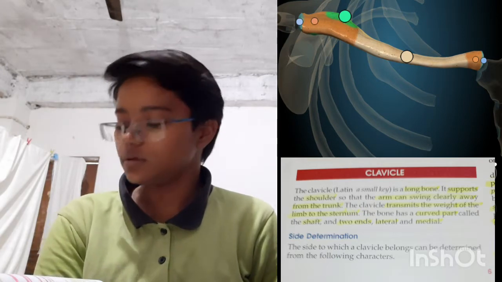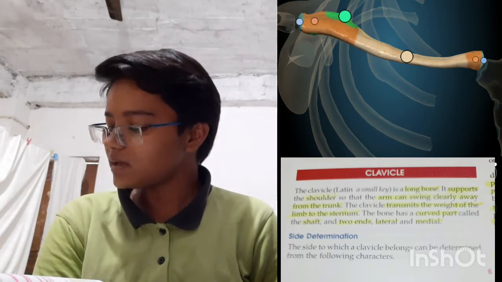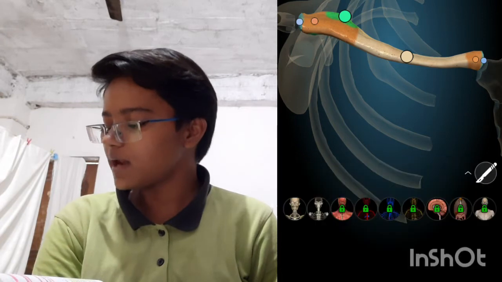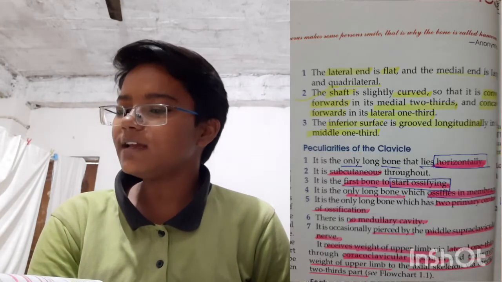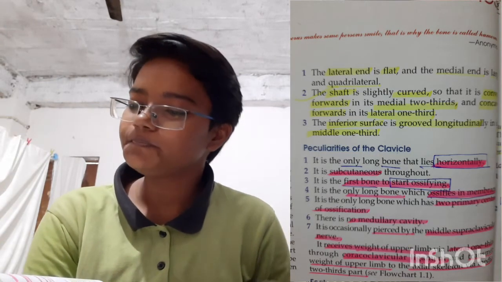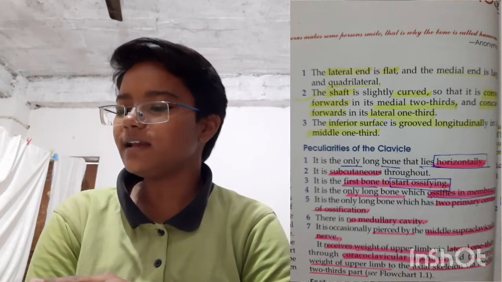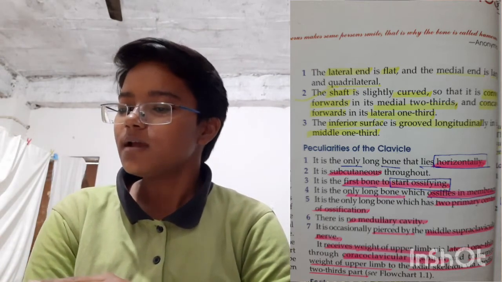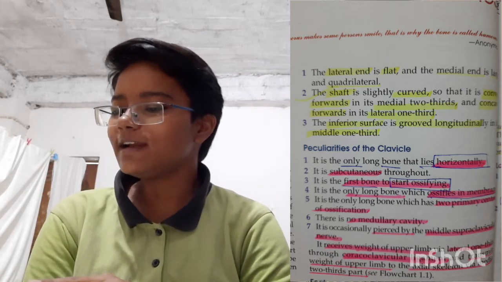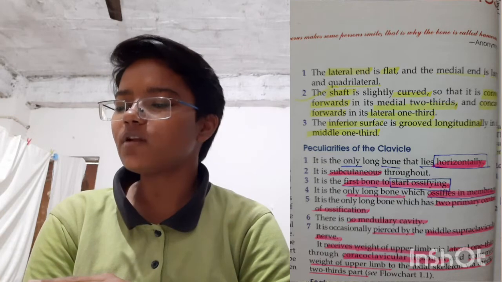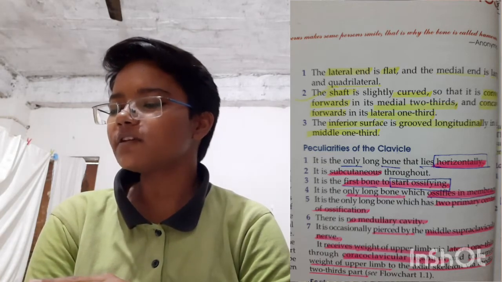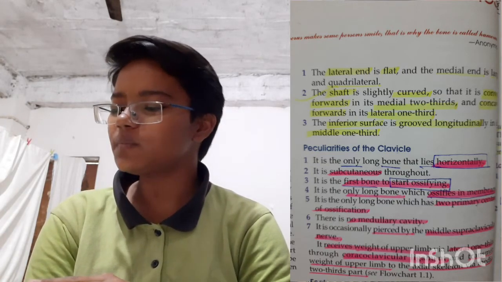Side determination. The side to which a clavicle belongs can be determined from the following characters. The lateral end is flat and the medial end is large and quadrilateral. The shaft is slightly curved so that it is convex forward in its medial two-thirds and concave forwards in its lateral one-third. The inferior surface is grooved laterally in its medial one-third.